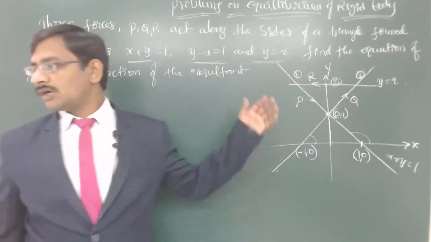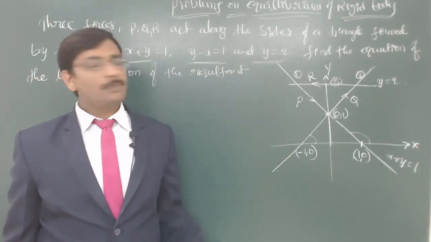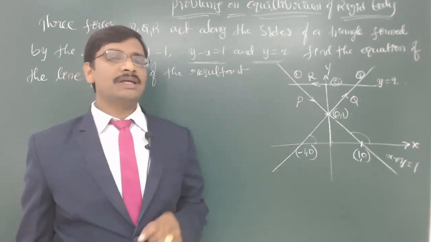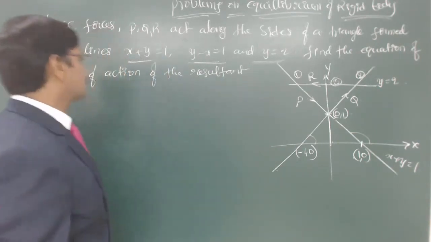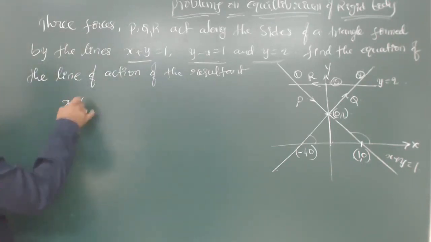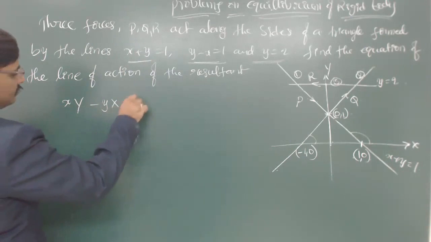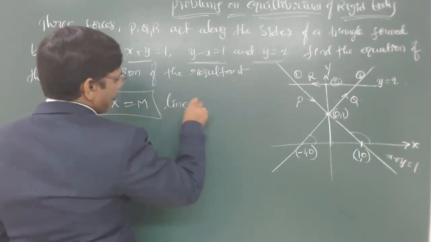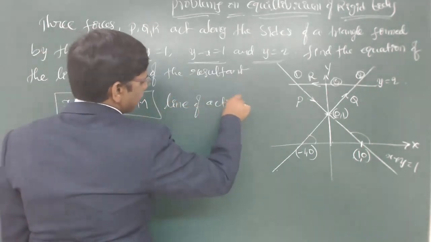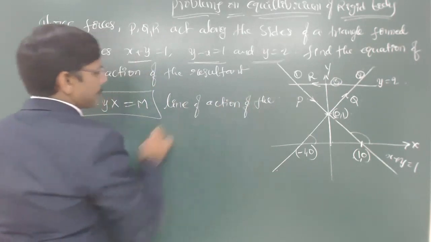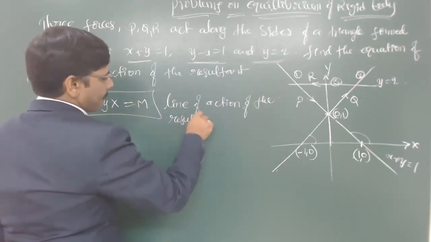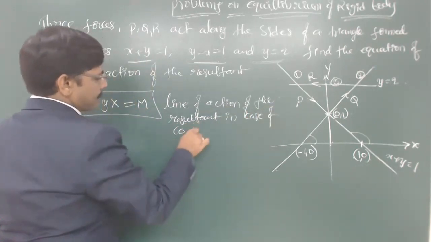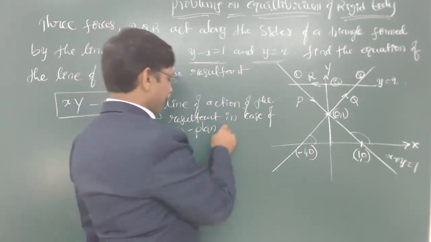Now we have all the information that is needed here. Based on this information, can you try to find out the equation of the line of action? We derived the line of action in the previous class: x into capital Y minus y into capital X is equal to M is the line of action of all the forces.